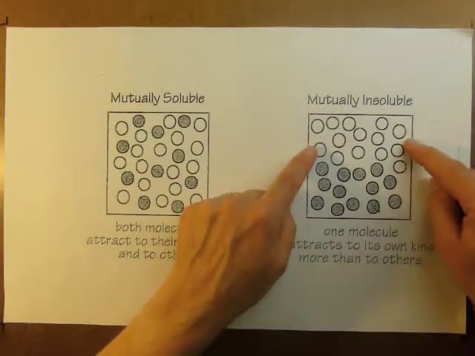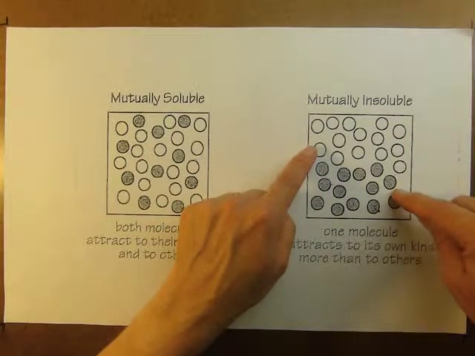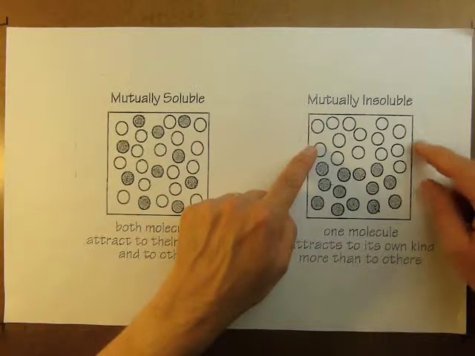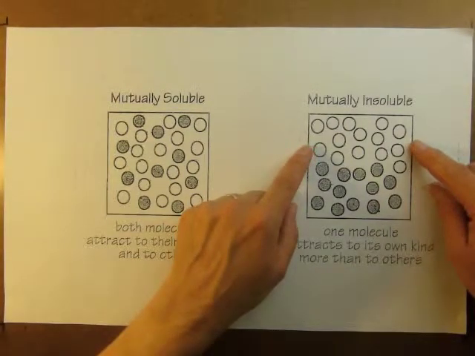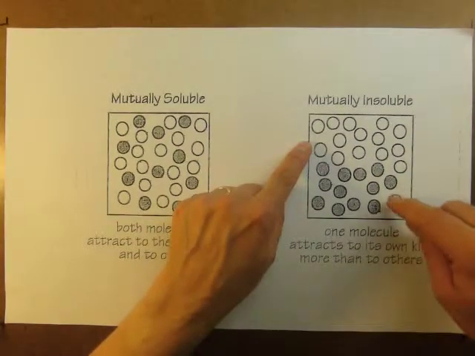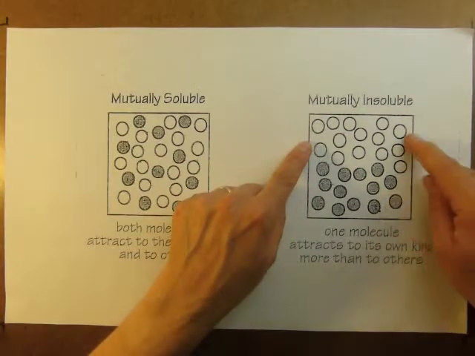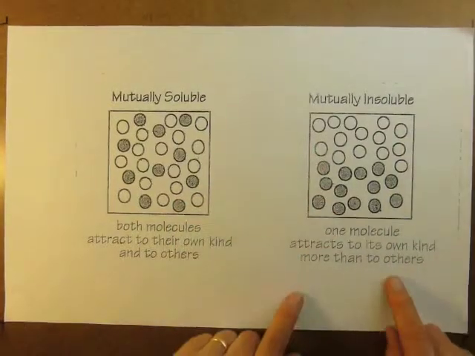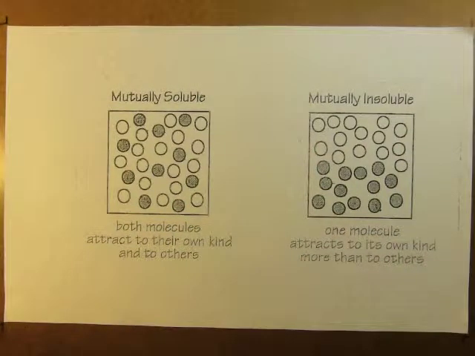But over here, where the molecules are mutually insoluble, how they don't mix is because one of the molecules attracts to its own kind more than it attracts to the other kind of molecule. There's something about their attractive forces or polarities that is different enough that one molecule just cannot attract to the other one as well as it can attract to its own.